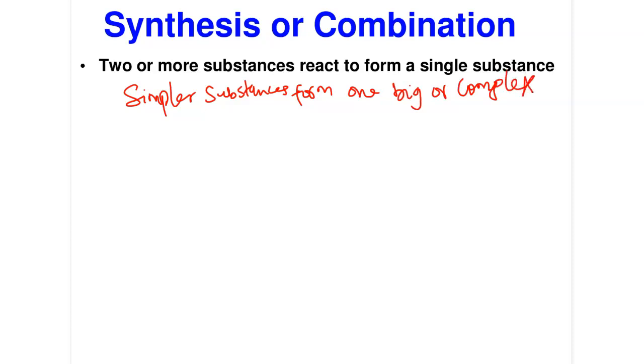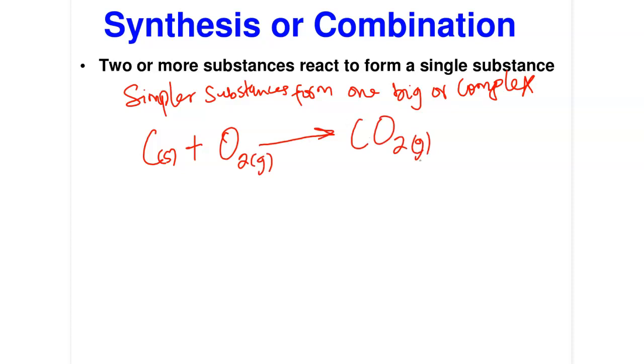So a very good example here will be, now, if carbon reacts with oxygen to form, of course, this is a gas, to form carbon dioxide. Here you have two elements, two single elements combining to form a bigger stuff of carbon dioxide. This is a good example of a combination reaction.